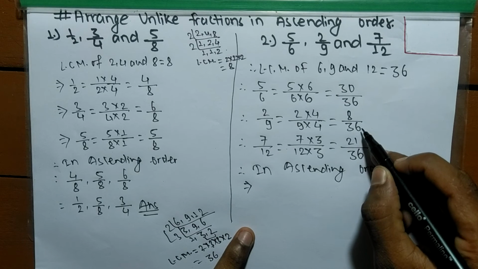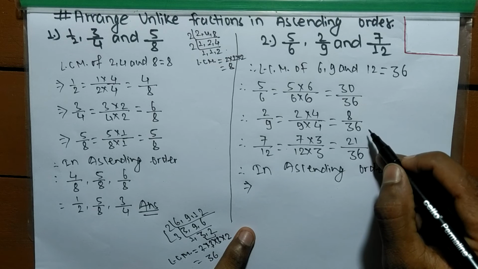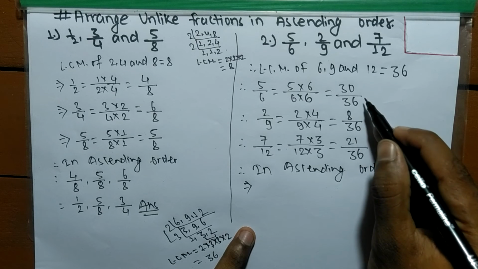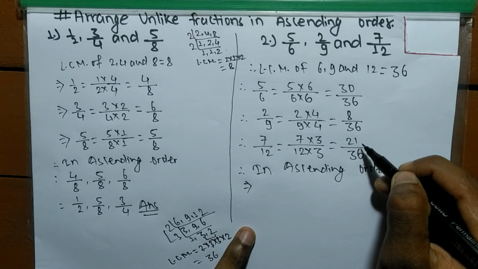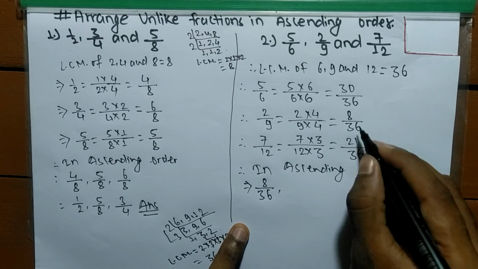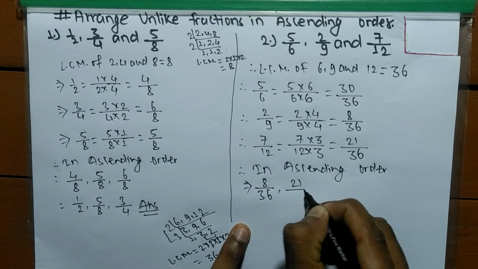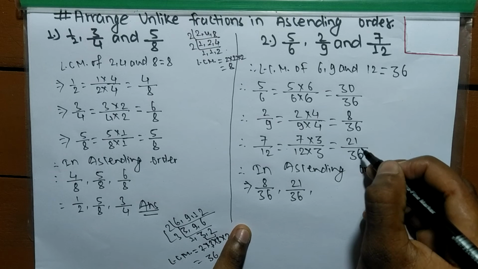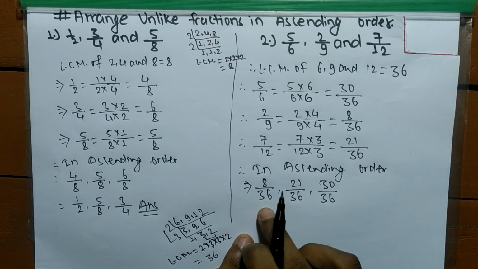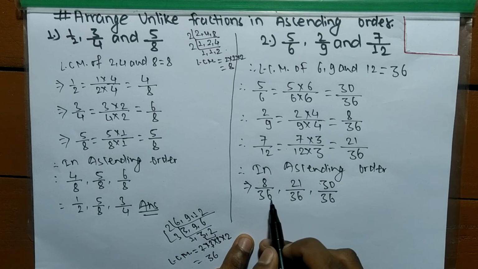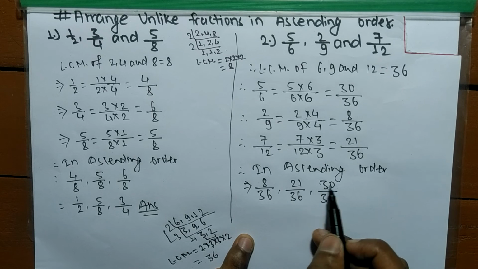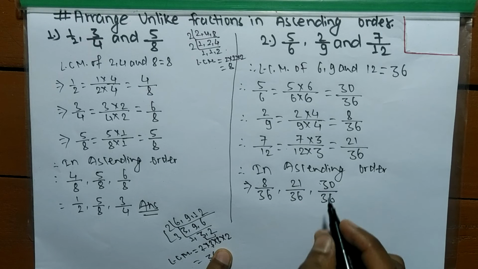In the denominator part there is 36. Now in the numerator part we have 30, 8 and 21. Among 30, 8 and 21 the smaller one is 8. So it is 8 by 36. Likewise, greater than 8 is 21, so it is 21 by 36. Likewise, greater than 21 is 30, so it is 30 by 36. So we have arranged these fractions in ascending order. In the denominator part we have 36, which is the same, and in the numerator part we have 8, 21 and 30, and these are all arranged in ascending order.